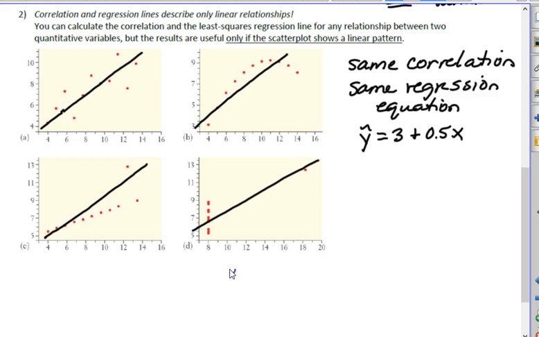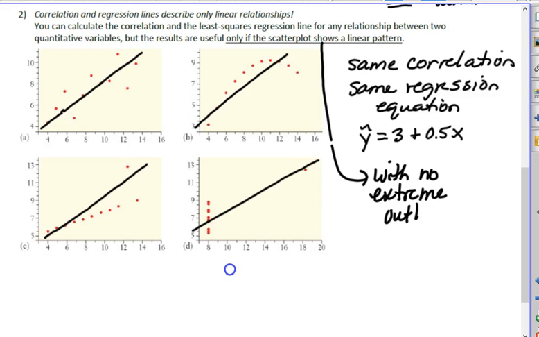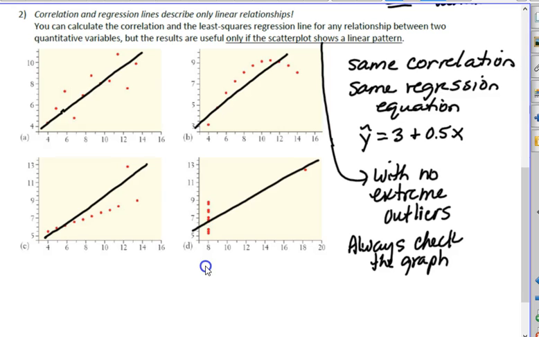So the results are useful only if the scatter plot shows a linear pattern, and you might also want to add with no extreme outliers, because the outliers actually have a great influence and can cause a model to not be appropriate for the rest of the data. So the moral of the story here is: always check the graph when using linear regression and correlation.